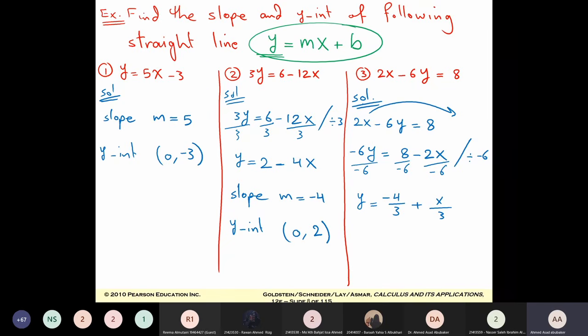Now the slope equals what? What's the coefficient of x? 1 over 3. 1 over 3. Good. And the y-intercept equals (0, negative 4 over 3).